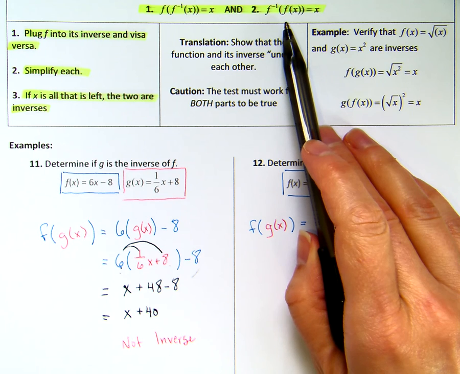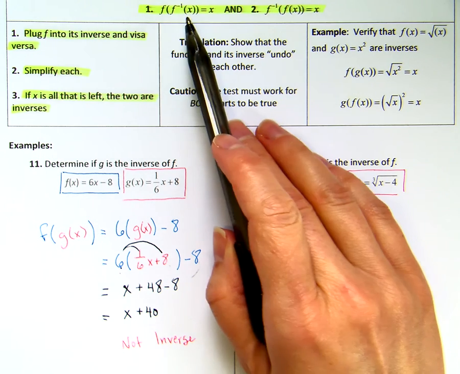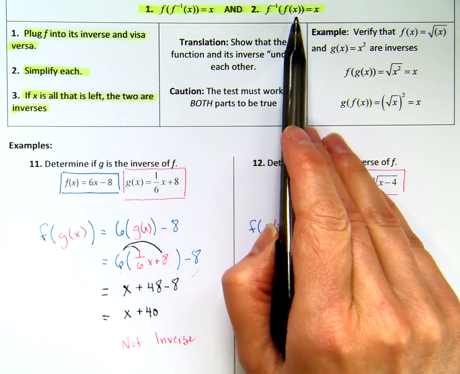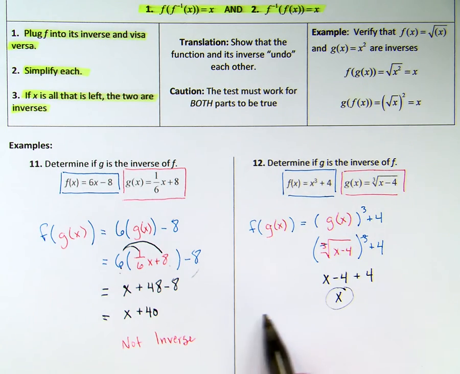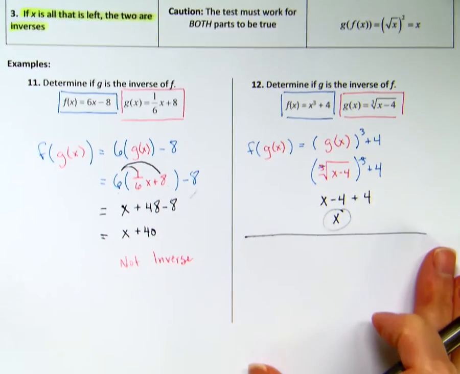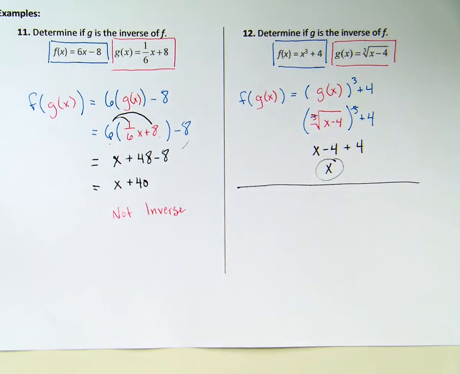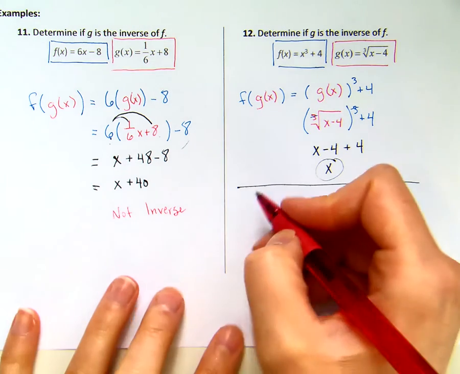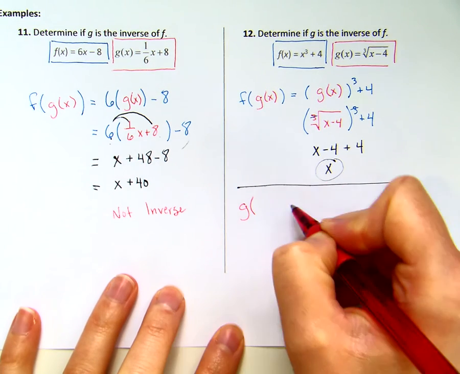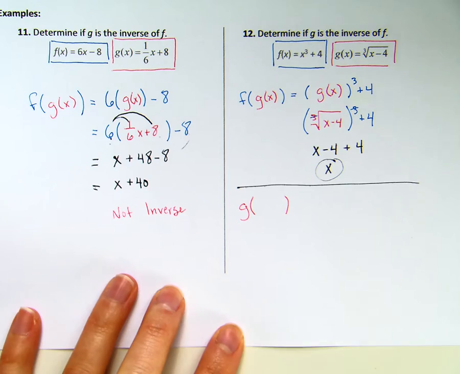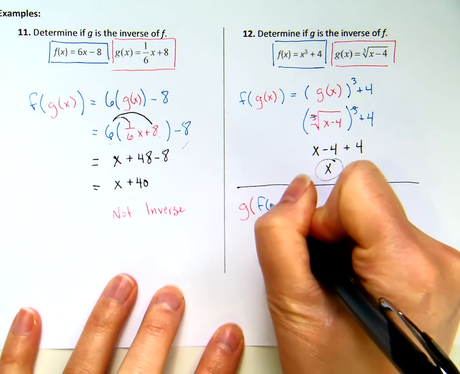We need to make sure the second half of the test also works. There are occasionally cases where this will work, but this will not. So we do need to test both sides. So now let's try this again, but instead of f of g of x, we're going to replace it with g of f of x. So we're going to plug the f function into the g function.